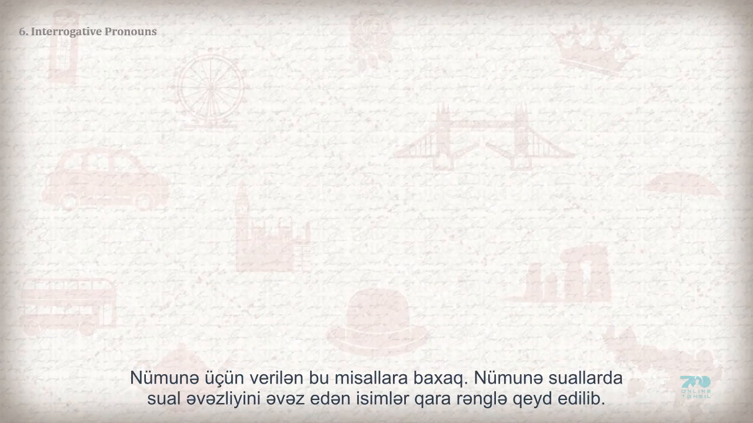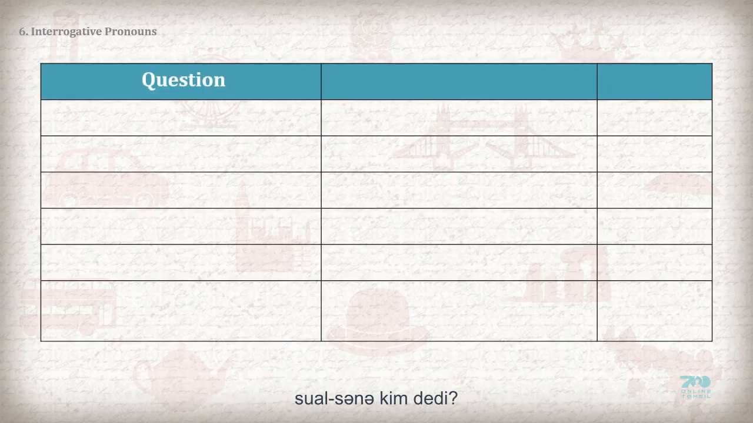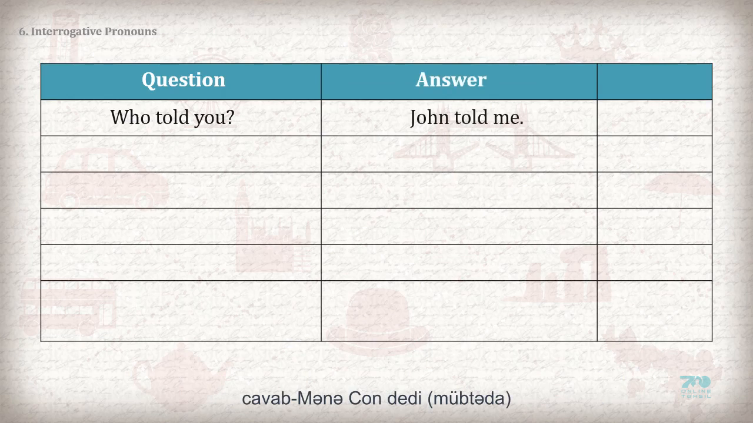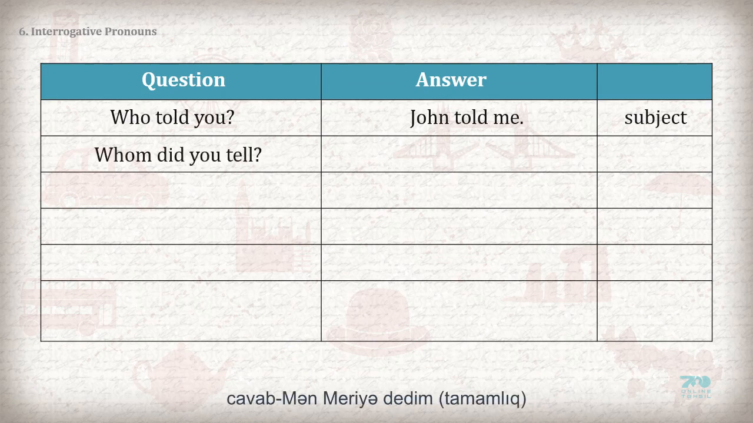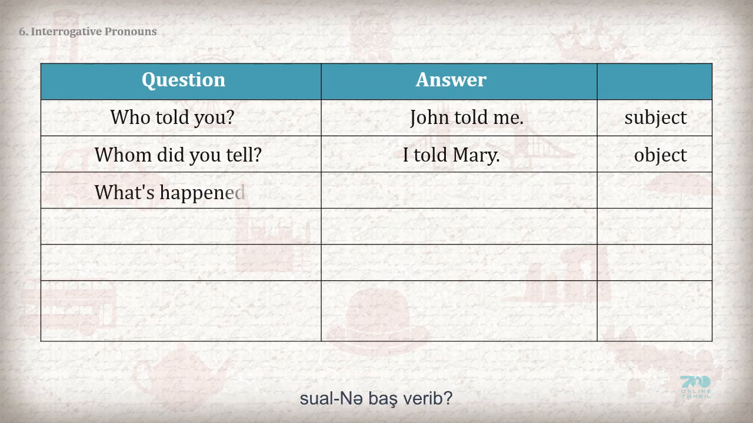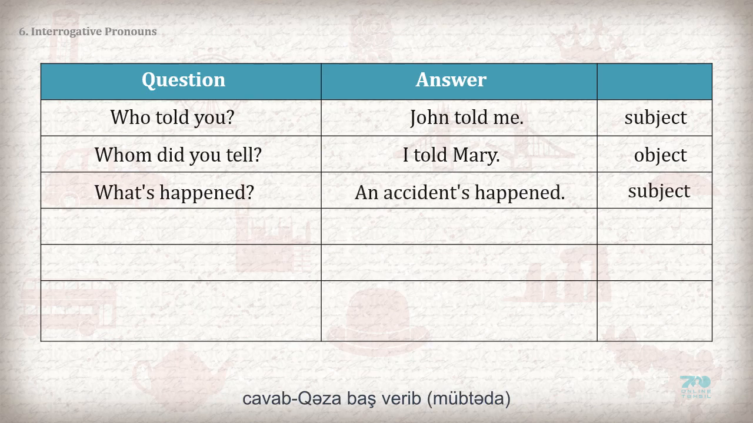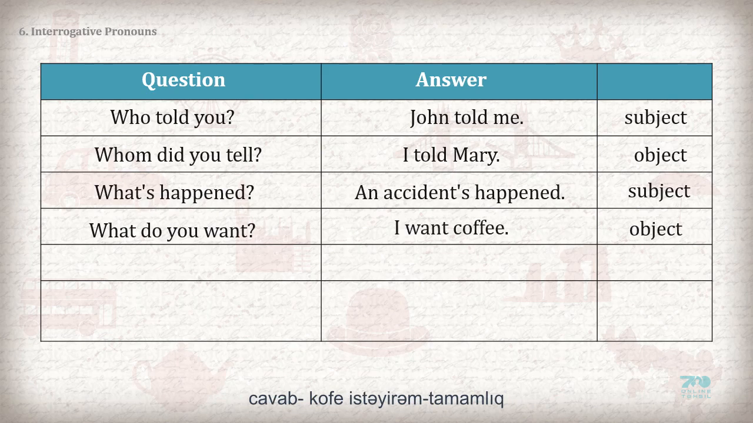In the sample answers, the noun phrase that the interrogative pronoun represents is shown in bold. Question: who told you? Answer: John told me. Subject. Question: whom did you tell? Answer: I told Mary. Object. Question: what has happened? Answer: an accident happened. Subject. Question: what do you want? Answer: I want coffee. Object.